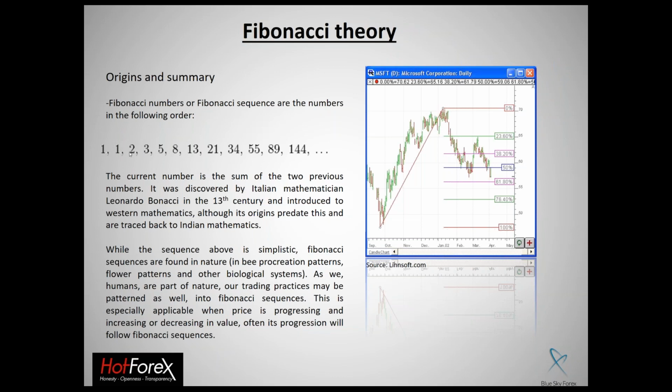The current number, let's take 2, is the sum of the two previous numbers, so 1 plus 1 equals 2. 1 plus 2 equals 3. 2 plus 3 equals 5, and so on. This sequence was discovered by an Italian mathematician, Leonardo Fibonacci, in the 13th century.